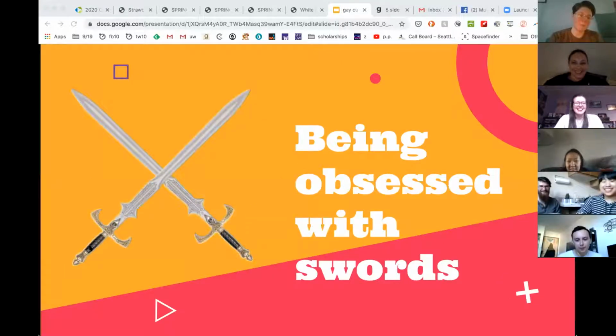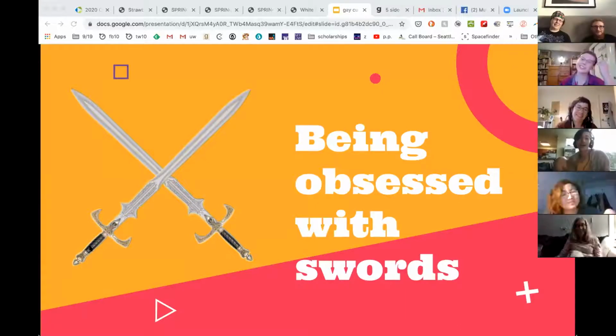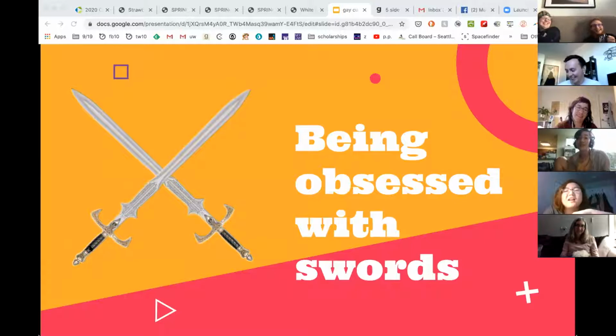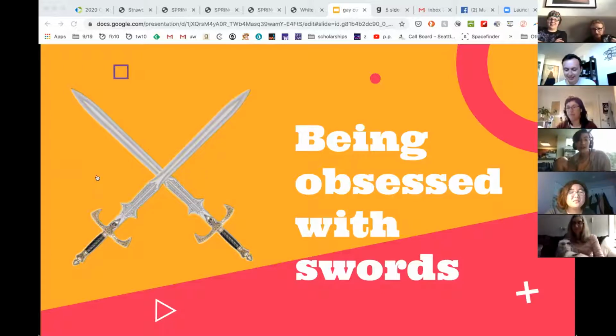Number 4, being obsessed with swords. This one, I know why. It's because swords and swordplay are extremely homoerotic. Do not ask me about this. There's a tabletop game called Thirsty Sword Lesbians, so I'm not making this up. A lot of queer women have swords involved in their weddings. There's photographic proof on the internet. So swords are very sexy and very powerful, and there are 2 in my gay household, so I have proof.